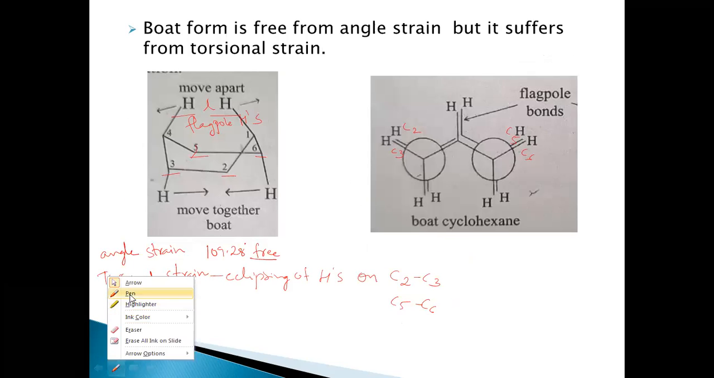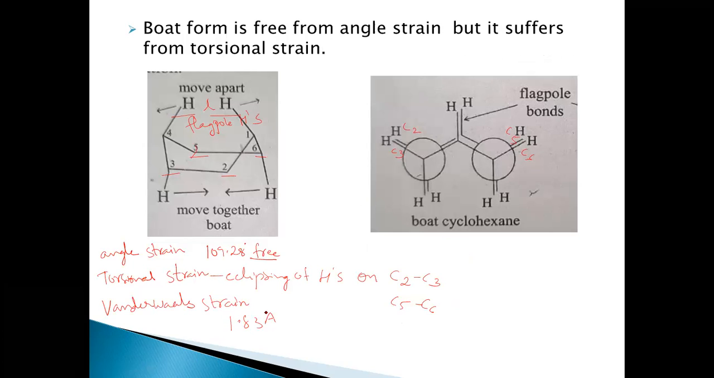So this boat form is suffering from van der Waals strain too, because of the crowding of these flagpole hydrogens. The distance between these flagpole hydrogens is only 1.83 angstroms apart, and it should be around 2.5, the sum of their van der Waals radii. So this form suffers from torsional strain and van der Waals strain, although it is free from angle strain. Because of this, the energy of the boat form is more than that of the chair form.